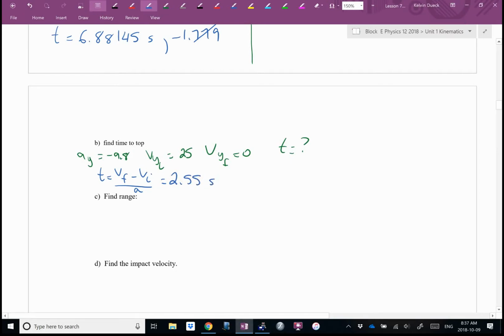What else do I now know? Since I know the total time and the time to top, I guess I could subtract those. And now I know how long I'm falling for.